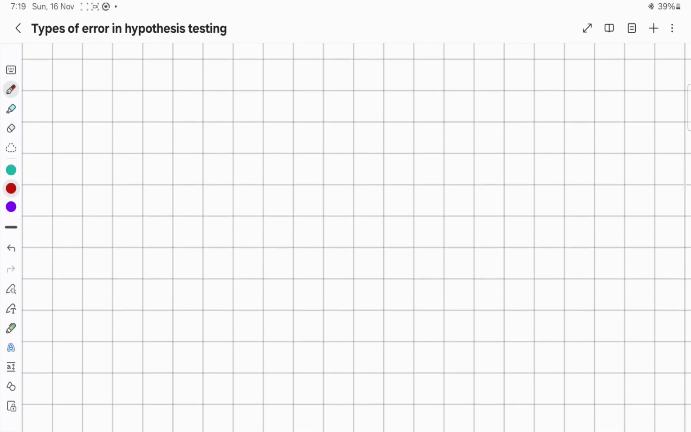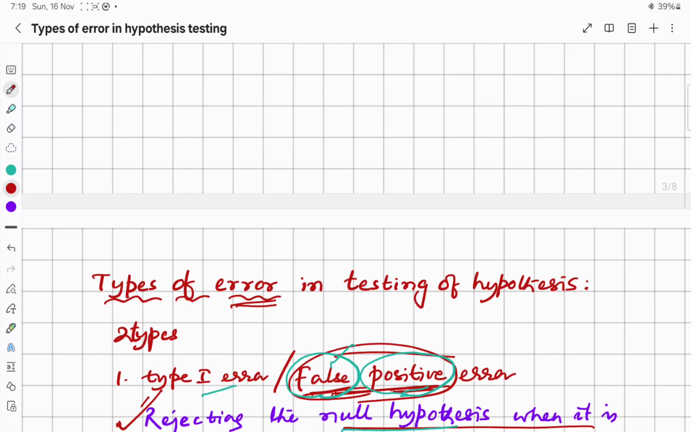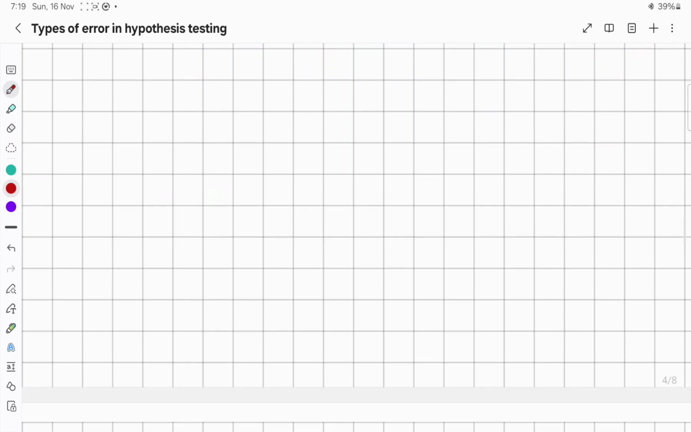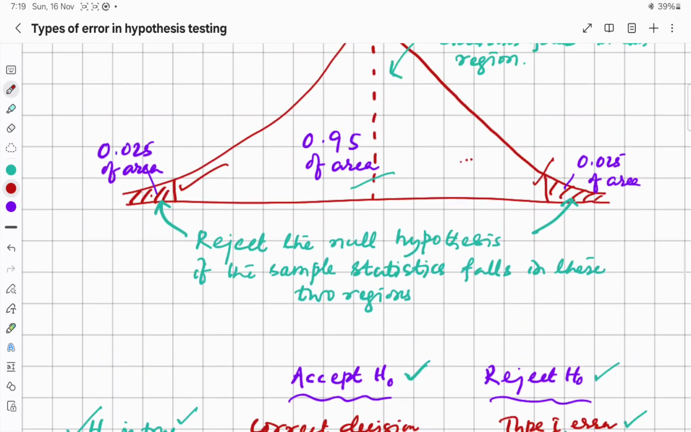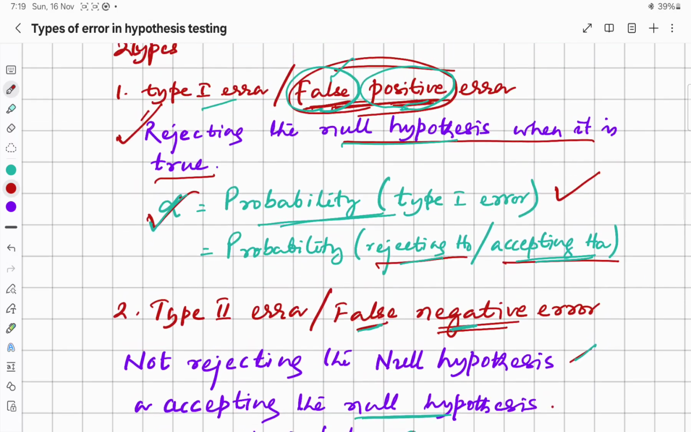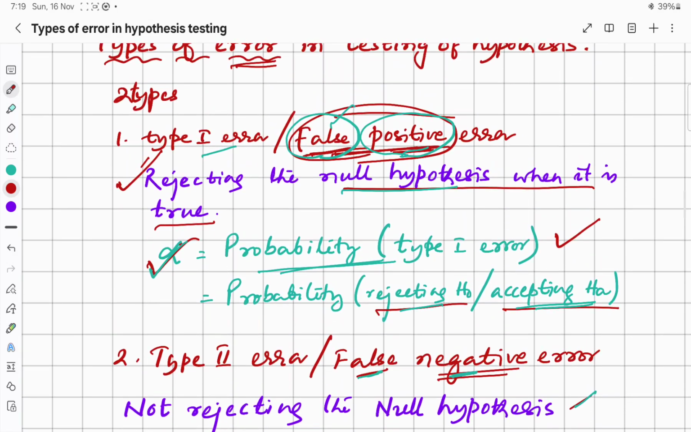So during testing of this hypothesis, we can come across two types of error. One is type 1 error or false positive error, and the other is type 2 error or false negative error.